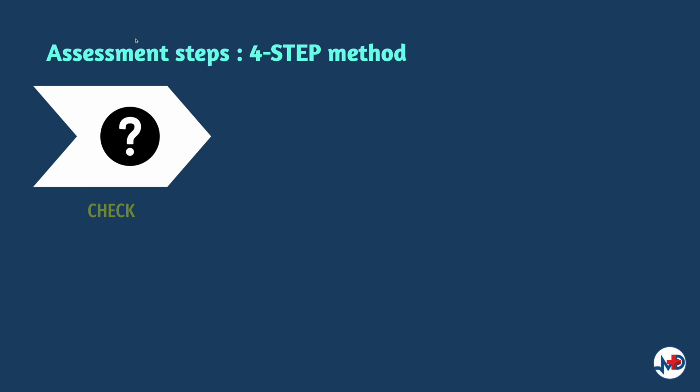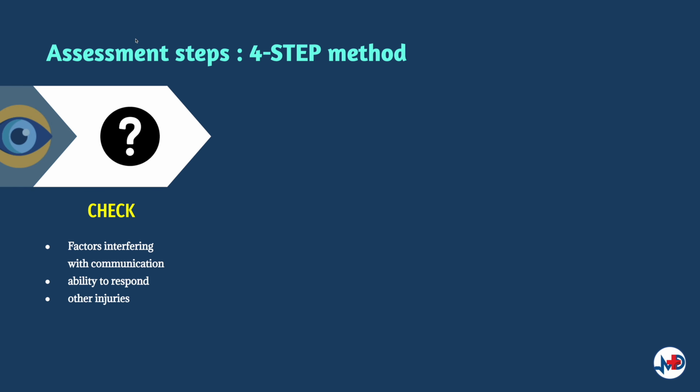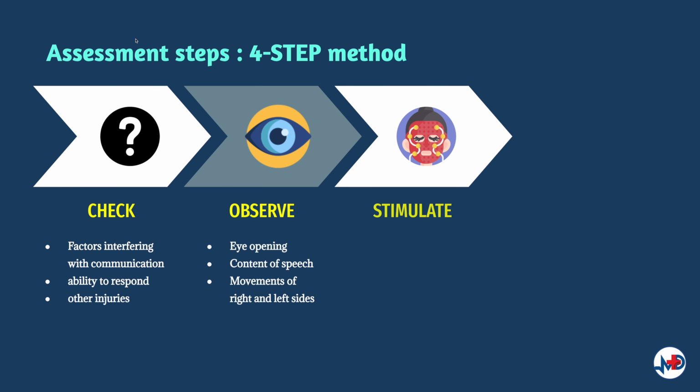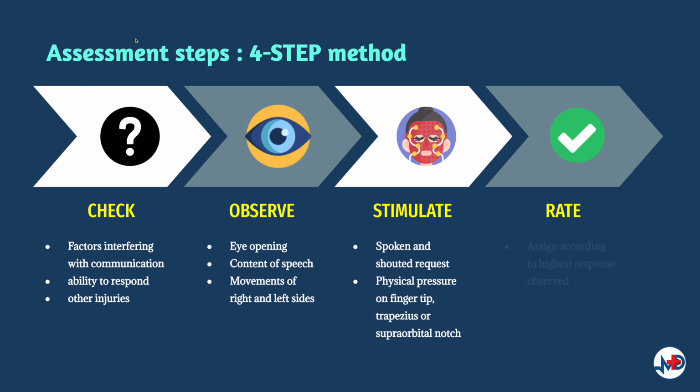The GCS assessment aid has 4 steps to the assessment process, which begins with check, followed by observe, next would be stimulate, and finally rate. The assessor should evaluate each of the subscales as listed in the assessment aid. Each subscale has several components, so based on the level of consciousness, a score is assigned. A higher score indicates a greater level of consciousness.